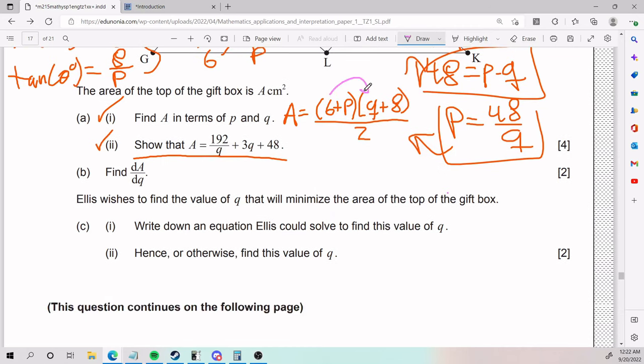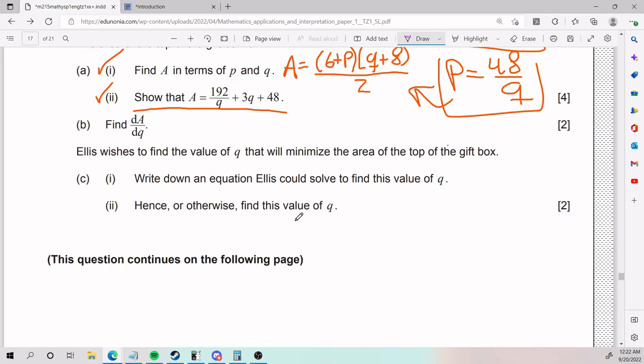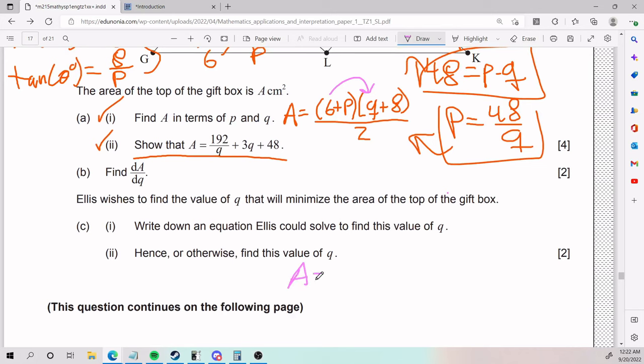I'm going to distribute over there, cierto? And have 6 times q, 6q, right? Plus 6 times 8, we said was 48. Plus p times q, pq. Plus p times 8, 8p. See? All of this being divided by 2.